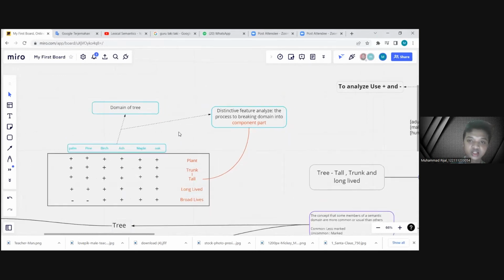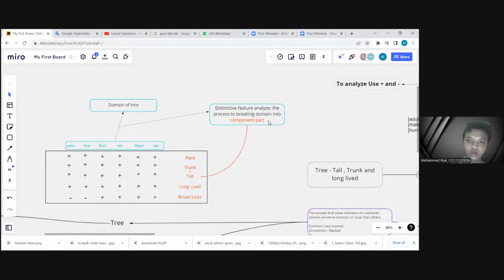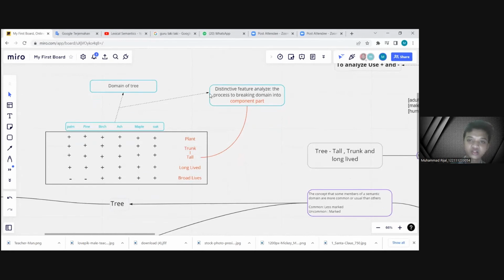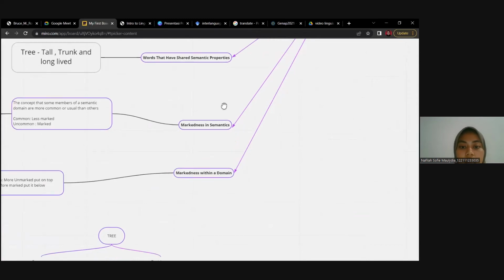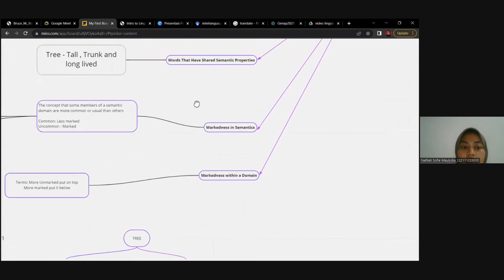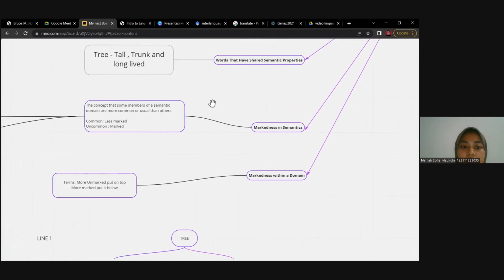And we use distinctive feature analysis to break the domain into component parts like this. The function of distinctive feature analysis is to make clear what the difference is between a palm tree and an oak tree. Here is markedness in semantics: the concept that some members of a semantic domain are more common or usual than others. Common is less marked and uncommon is marked.